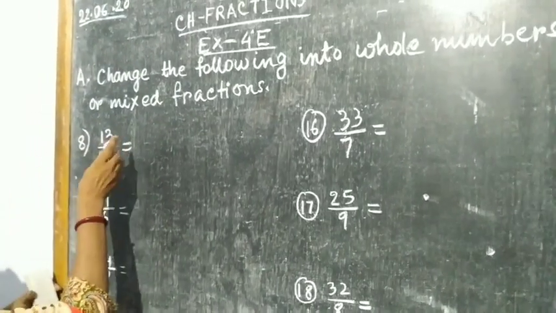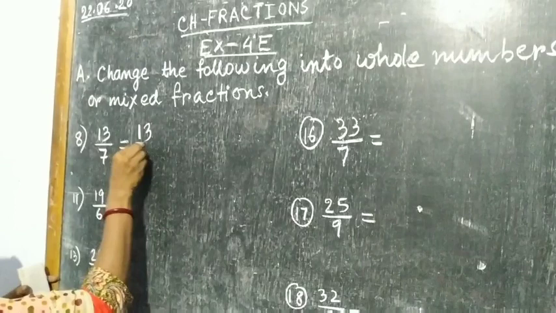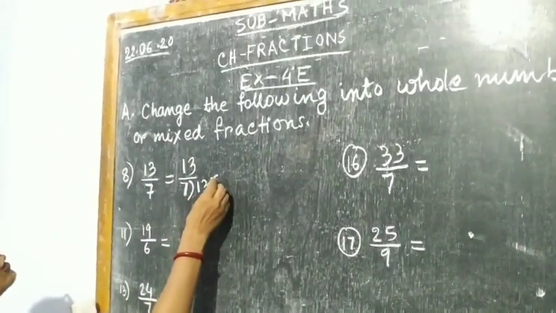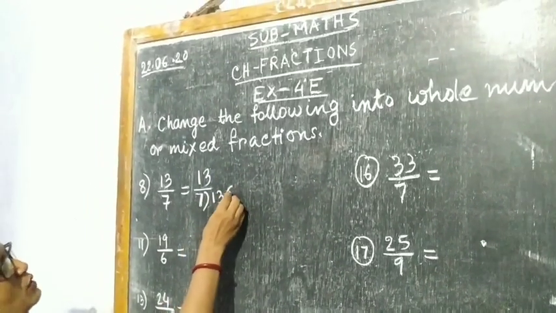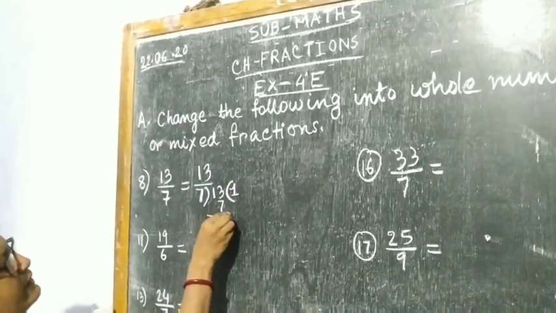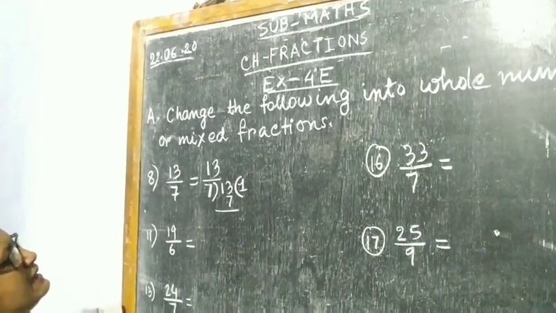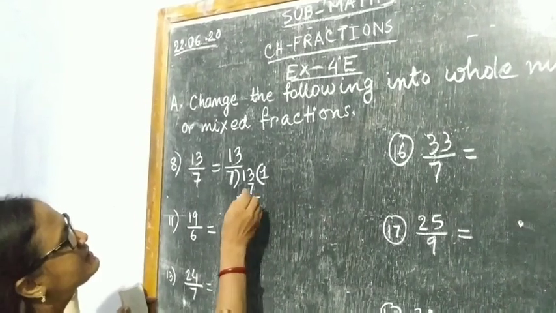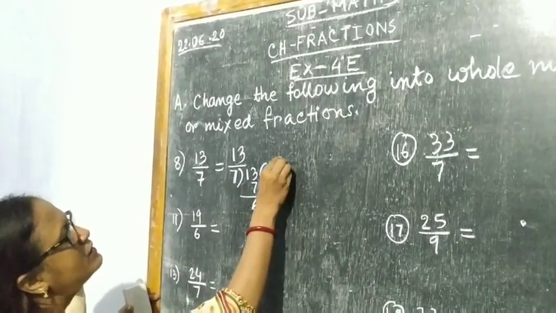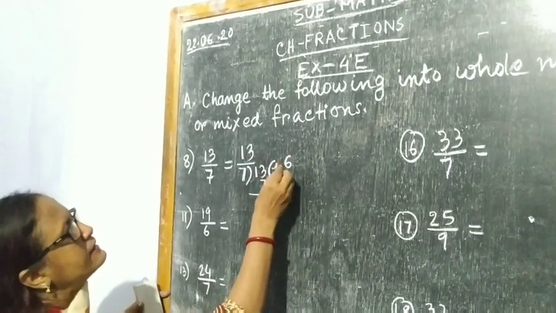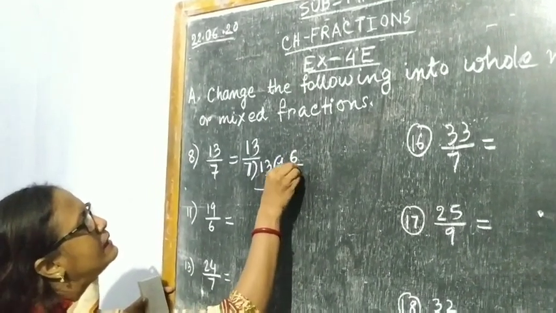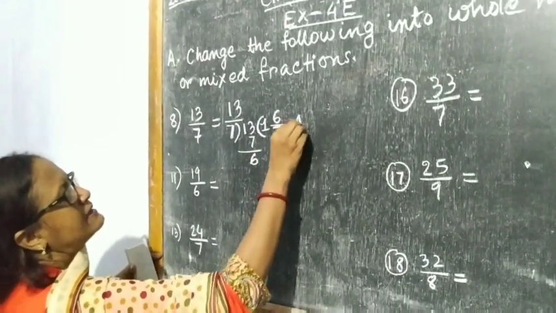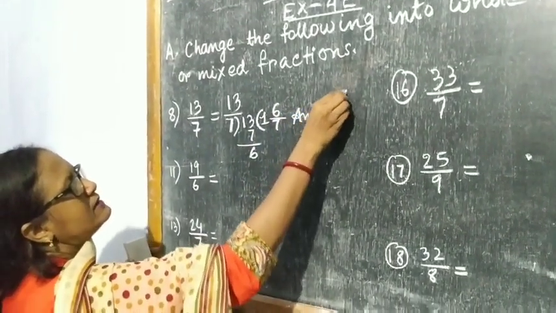So what will you do? First, write the sum 13 by 7. Then you divide 13 by 7. 7 ones are 7, 7 twos are 14, which is more. So I shall take 7 ones are 7. 13 minus 7, 6, and 1 minus 1, 0. So you will write 6 in the numerator and 7 in the denominator. So 1, 6 by 7. So answer 1, 6 by 7.